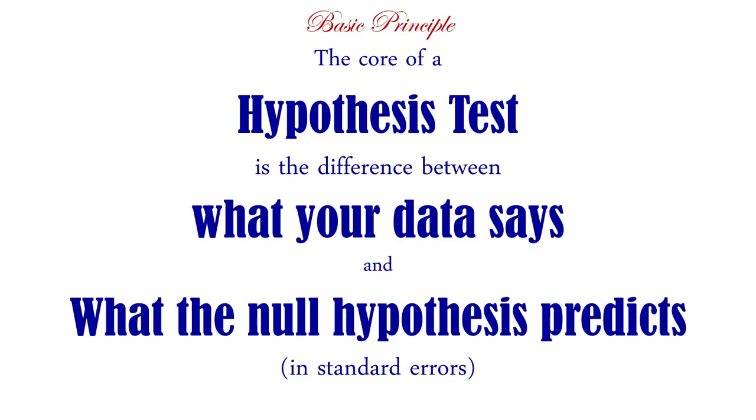So remember that the core of a hypothesis test is just the difference between what your data gives you and what the null hypothesis says it should in general give you, so the null hypothesis expected value. So that difference, and then you divide it by a standard error. So a hypothesis test is always this: the data minus null over a standard error.